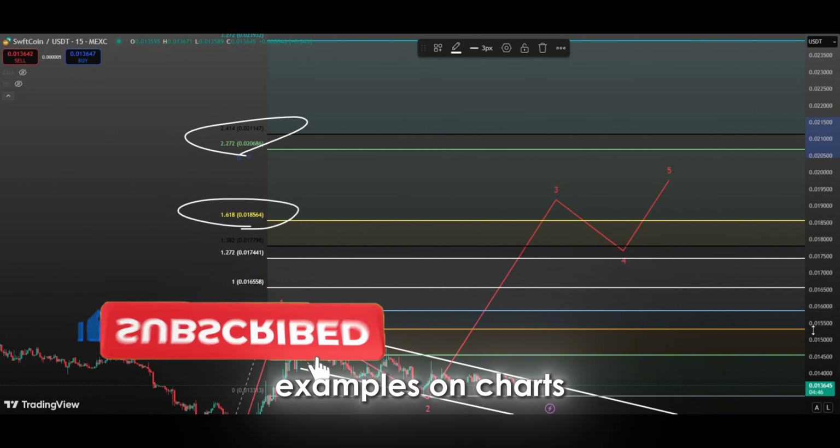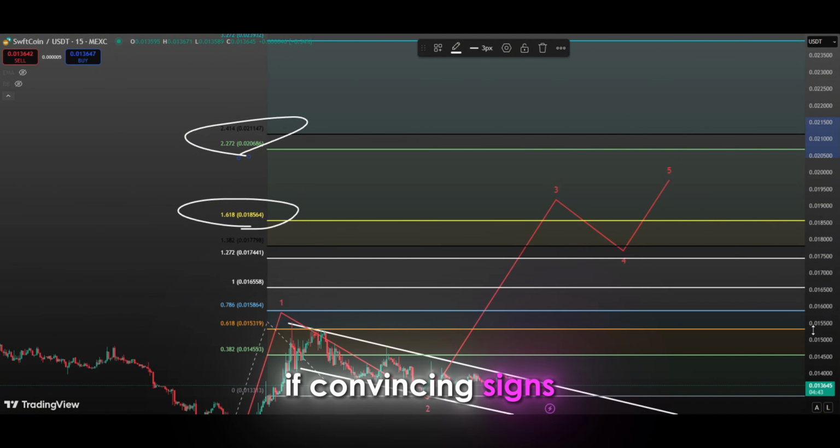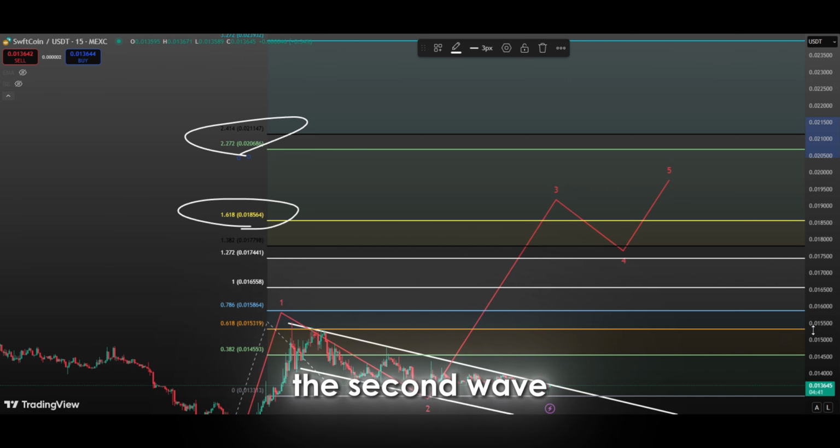There are many examples on charts where third waves have gone well beyond traditional targets. If convincing signs have started to emerge that the price has fully completed the second wave, then, with the activation of the third wave, an aggressive upward move in prices becomes a highly probable scenario.